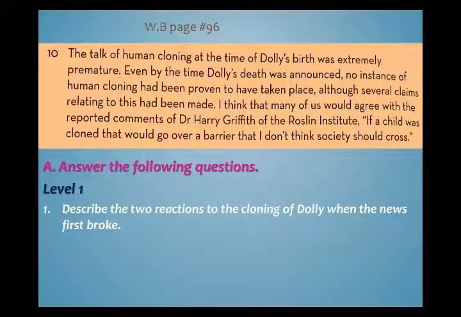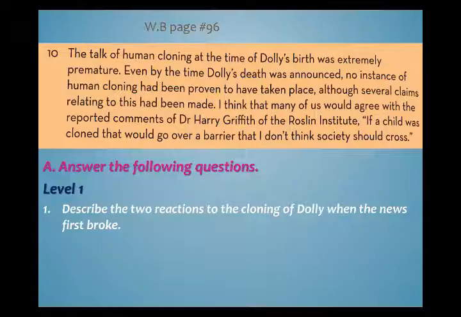Now, come on page number 96 of our book, please. Now, we're having here the 10th paragraph. The talk of human cloning at the time of Dolly's birth was extremely premature. Even by the time Dolly's death was announced, no instance of human cloning had been proven to have taken place, although several claims relating to this had been made.